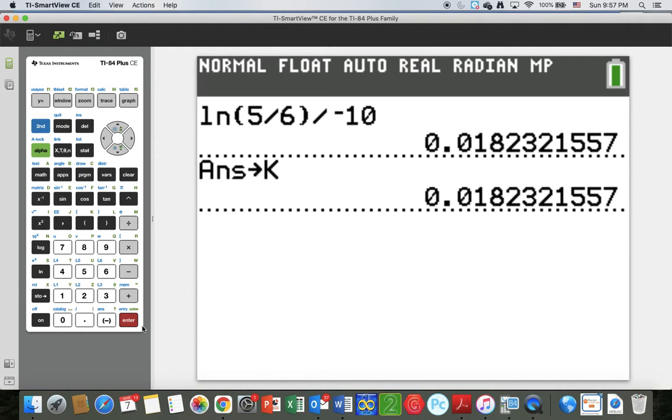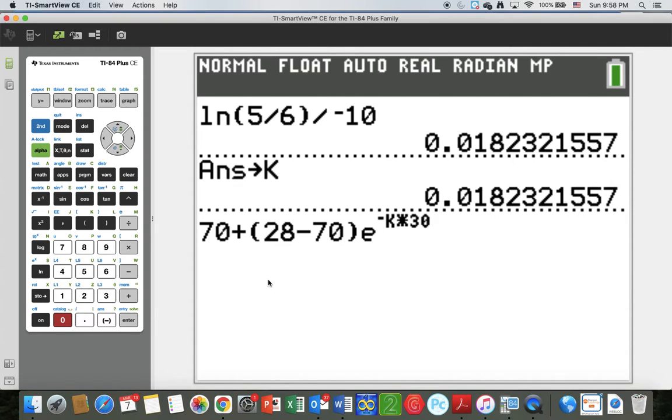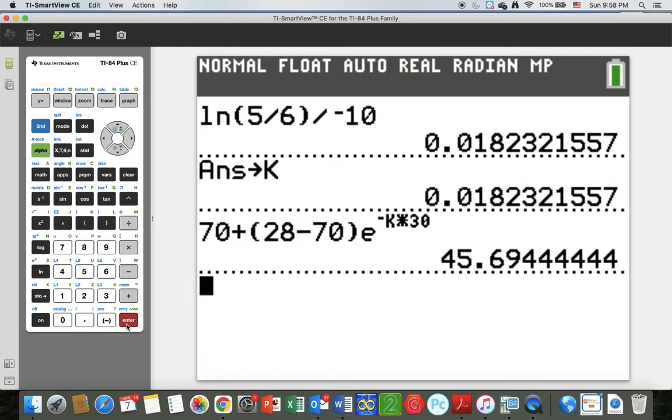So if we go to the actual question, it asks what will the temperature be after 30 minutes? Well, it was 70 plus 28 minus 70 times e to the negative k, which is alpha k, t, which is 30 minutes, times 30. So now this K is stored in there for you. You don't have to type that number in. And there you go, 45.7 degrees Fahrenheit.